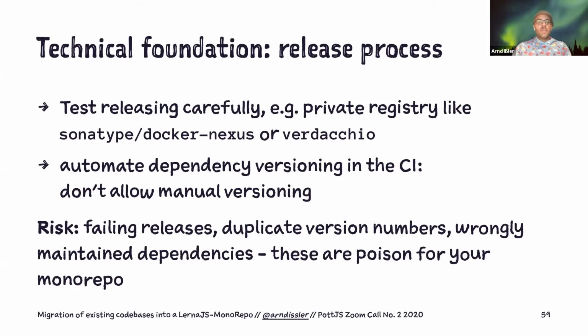So yeah, the risks are failing releases and duplicate version numbers. You need to avoid all this stuff and deal with maybe wrongly maintained dependencies because, oh, I forgot to raise the version number here, and I raised the version number there manually because I need to repatch everything. So just hand it over to the CI and let the CI system derive the version number from your code base and publish everything. If everything works, then publish it to some registries, and that's it.